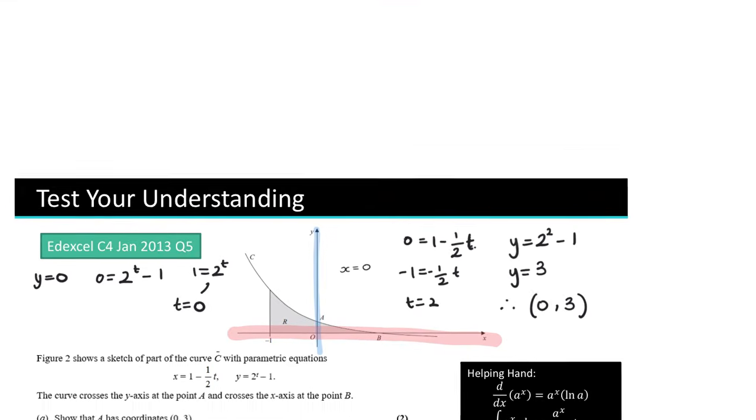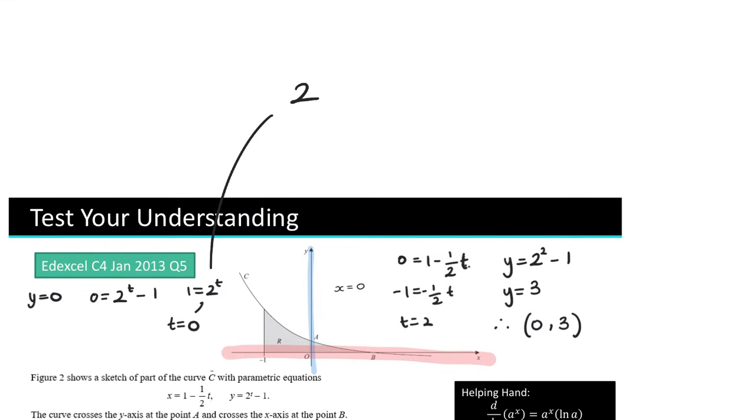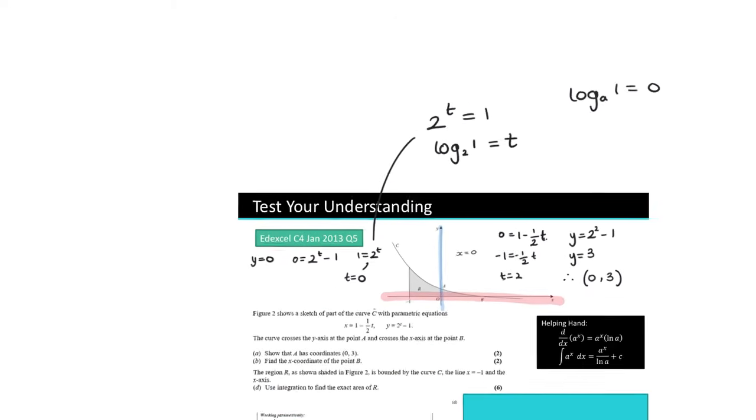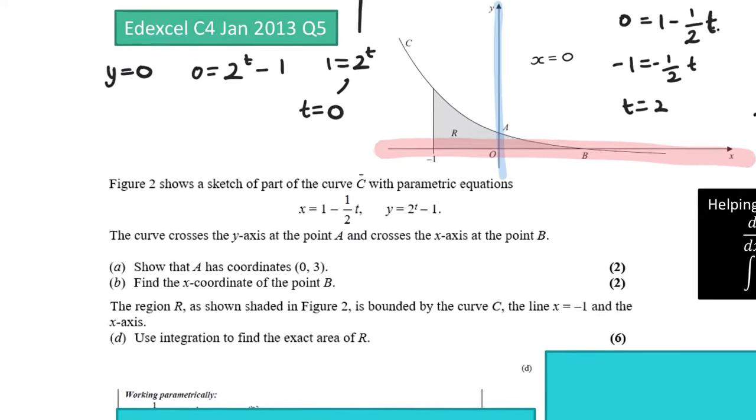Just in case. So, if 2 to the t equals 1, this is the same as saying log to the base 2 of 1 equals t. If you put log to the base 2 of 1 into your calculator, you will get 0. Also, there's that log law, if we remember. Log to the base a of 1 is always 0. Another law that we learn, of course, right? Okay, so now we know what t equals.